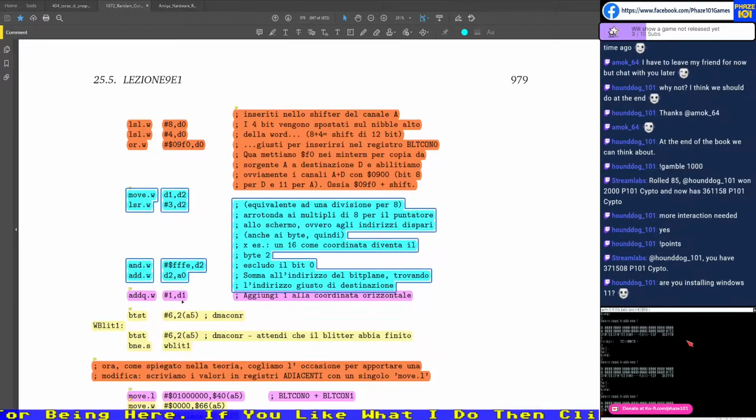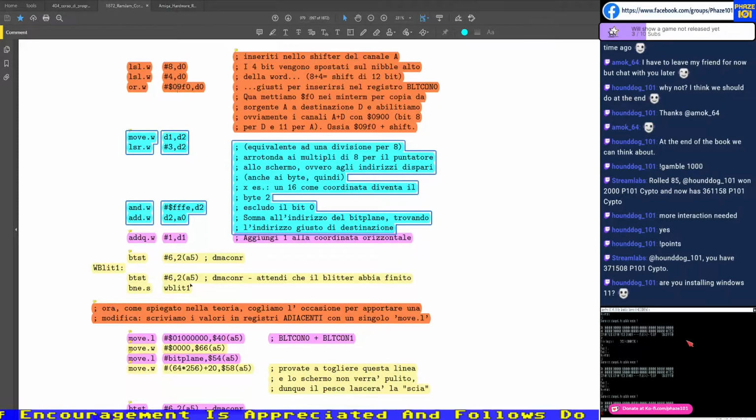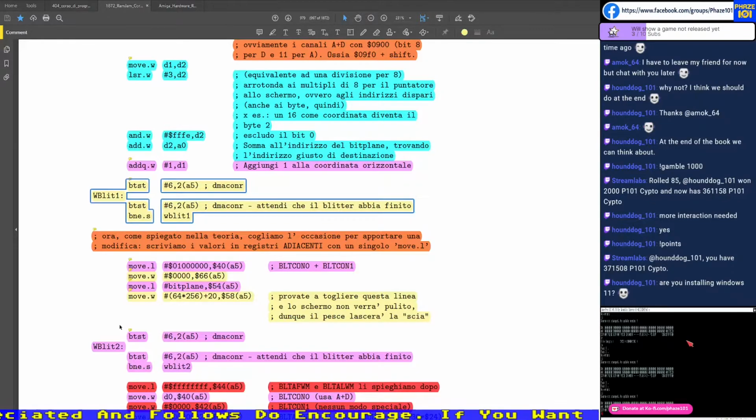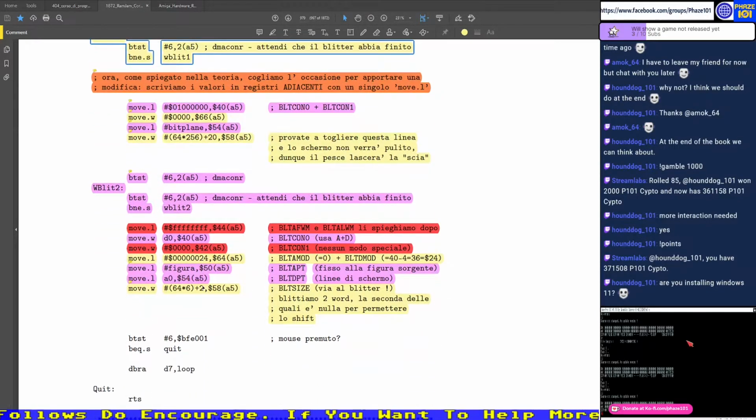We add 1 to the corner. Of course, we're adding 1. We need to shift it by 1, no? So we add 1 to D1. So we have our next shift. Once we calculate it, we can add it. We wait for the blitter to make sure that it's doing nothing. And now we start our blit.